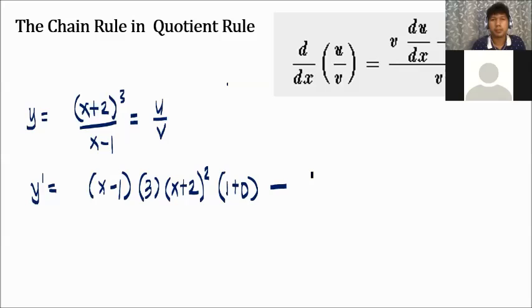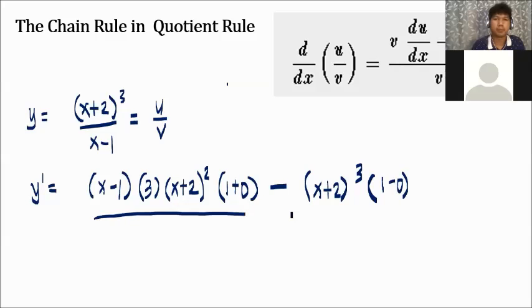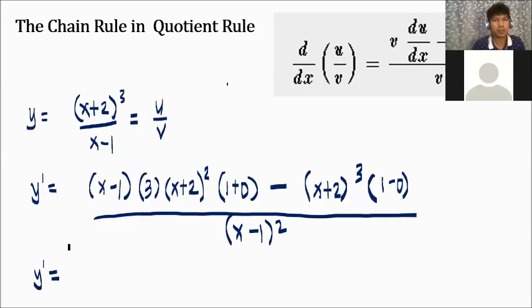Copy u, x plus 2 cube. Then derivative of v. So derivative of v, x minus 1 is 1 minus 0. Then v squared at the denominator, x minus 1, then squared. Then we just simplify this one. So this is just 1.